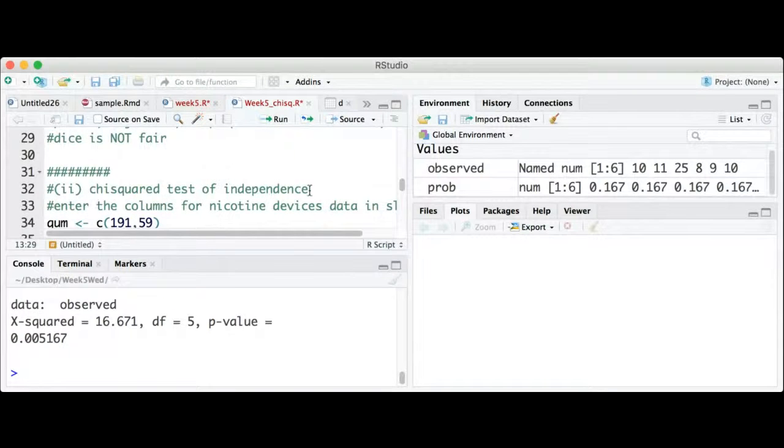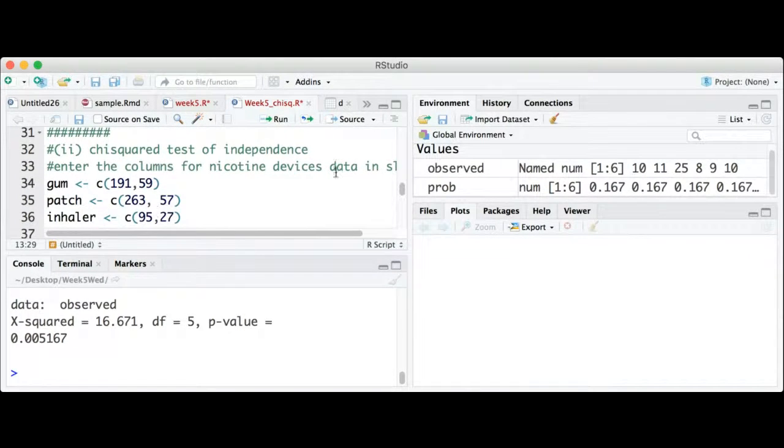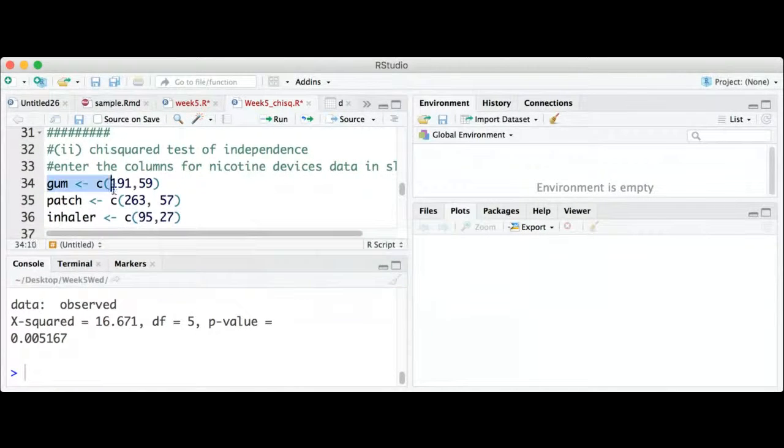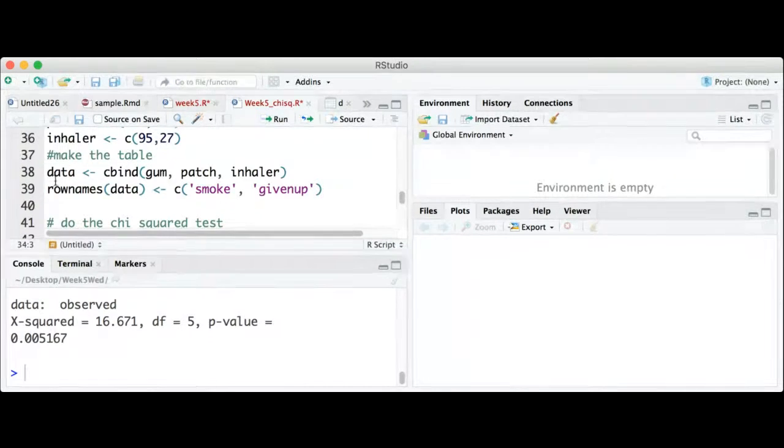I think I did lots of other cases, but anyway, let's go to this one here. Okay, so basically what I've done is I've just made vectors out of each of the columns of my contingency table, gum, patch, and inhaler. And then I made a table by using the cbind command, which binds the columns together, C for column, and bind them, kind of group them. So that makes a table. So there are my three columns, gum, patch, and inhaler, and then I just give labels. Row names gives label of smoke and given up.